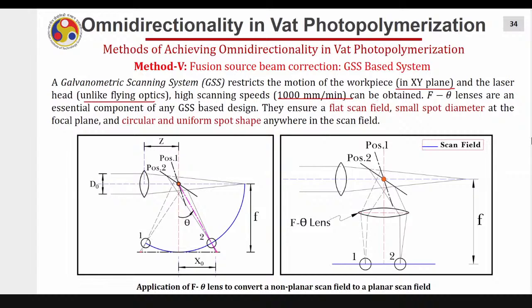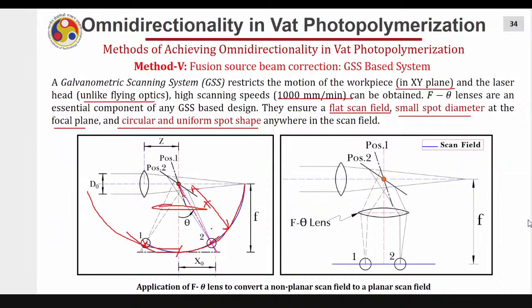But F theta lenses are an essential component for galvanometric systems, and they ensure a flat scanning field, a small spot diameter at the focal plane, and a circular and uniform spot shape anywhere in the scan field. So what is it? Assume that there is no F theta lens, right? What will happen? The laser beam will have its focal point on a circular trajectory. Meaning to say, if its diameter is D here, then it will be D in this location, and this is equal to the focal length, right? So the focal plane will be this circle.